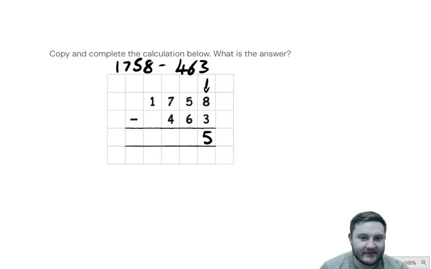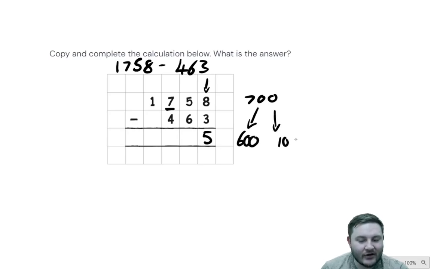Now, this value here is 7 hundreds, okay? In other words, the number 700. I'm going to exchange it for 600 and 10 lots of 10, so 10 tens. The reason for this is because I can then swap the 700 for 600 and take those 10 tens, and instead of having 5 tens here, I'm now going to have 15 tens.